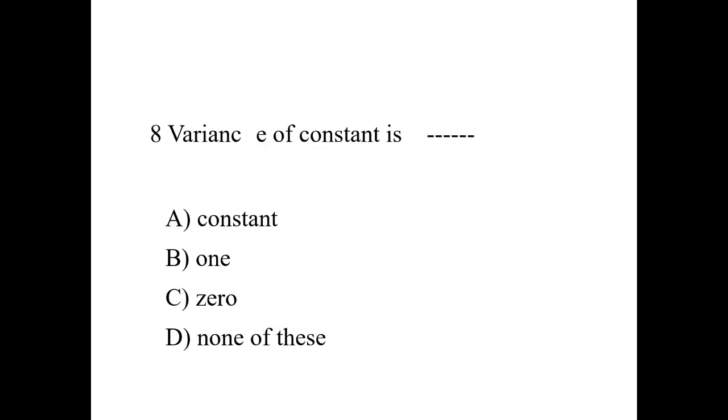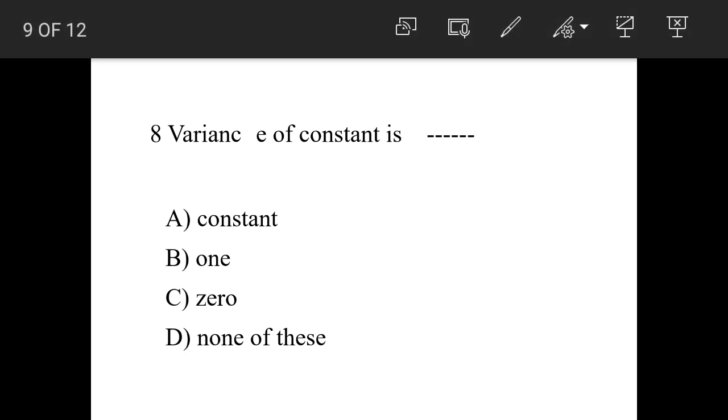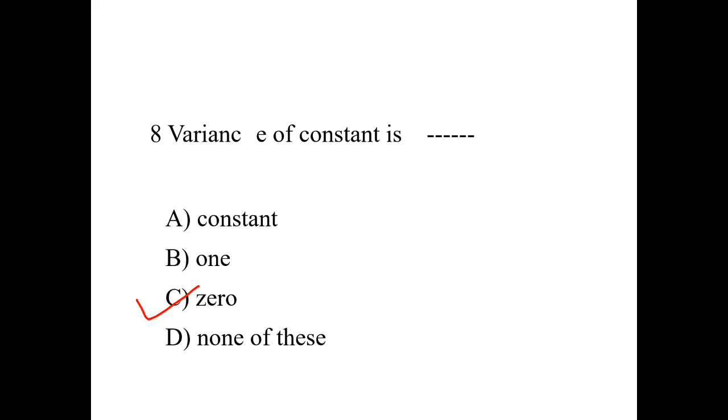Now next MCQ is: variance of constant is dash dash. Option A is constant, option B is 1, option C is 0, option D is none of these. We know that variance of constant is always 0. Therefore, option C is the correct option, that is 0.